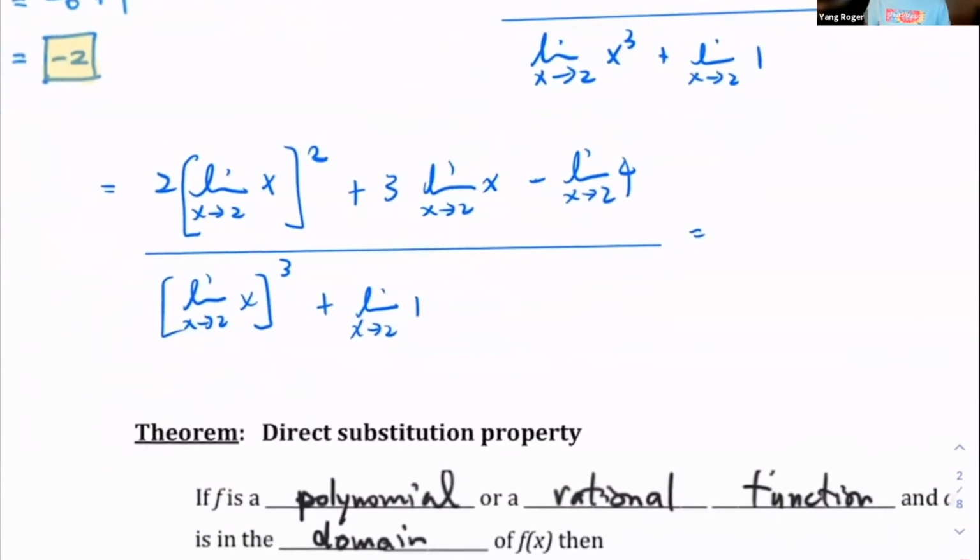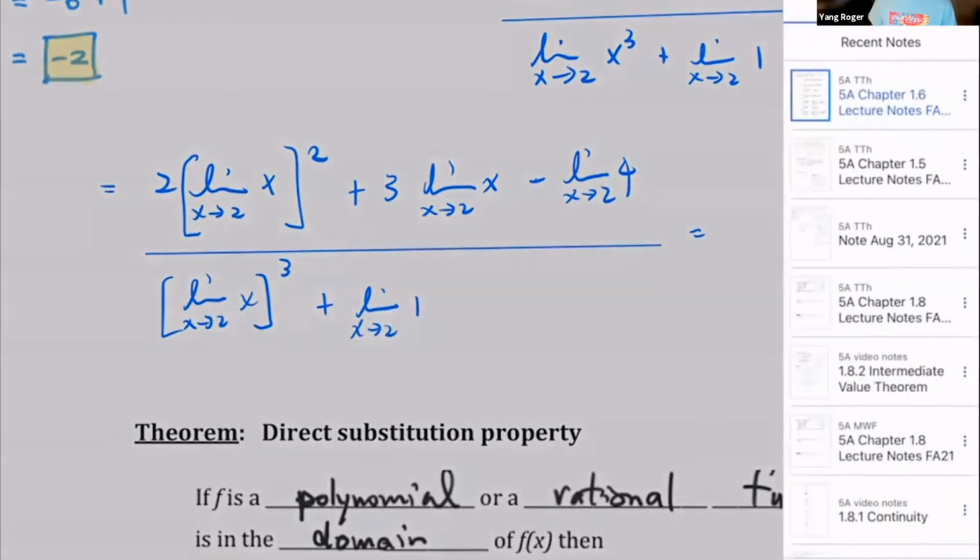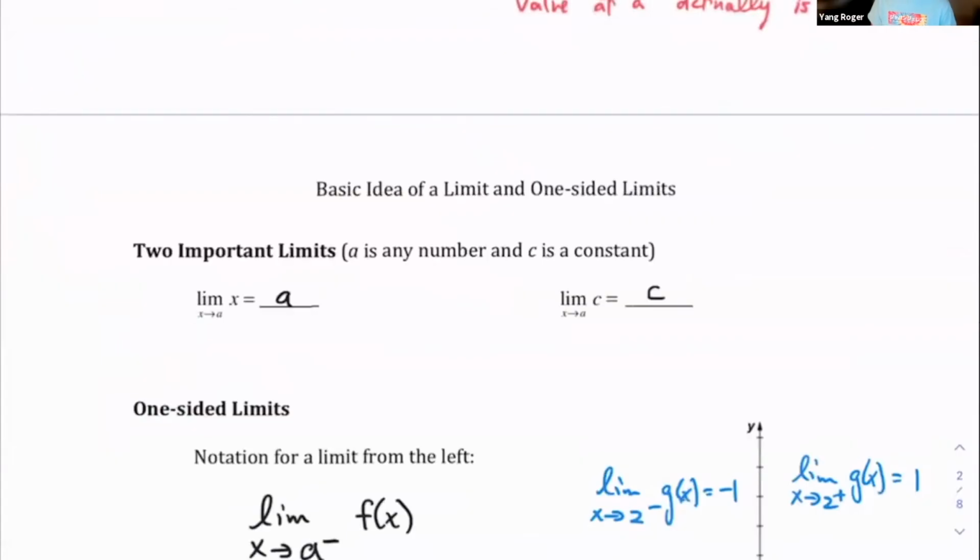I want you to see something. I want you to see that now I have the limit of the x guy, and now I have the limit of the x guy here, and the limit of the x guy here. And I have the limit of a constant here, and the limit of a constant here. So this is exactly the situation that I can apply right there. In other words, for all the x's, I can just plug in the a, and for all the constants, they just stay constant.